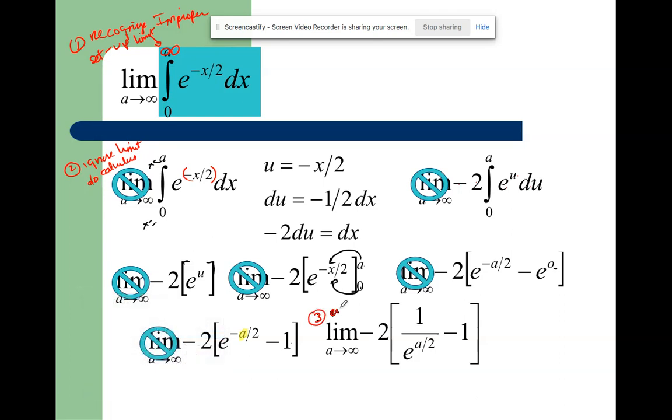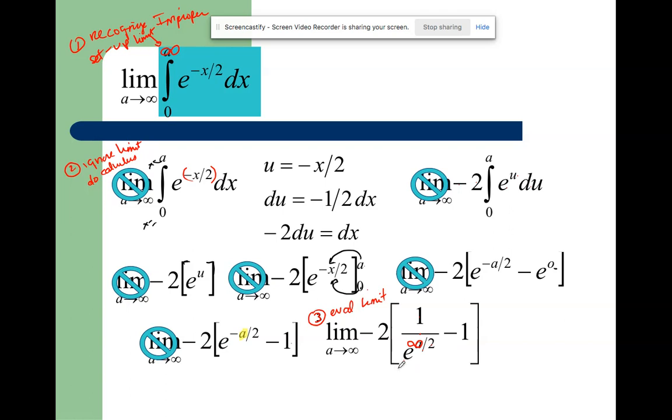Now I'm going to evaluate the limit. So here's what you have to think. What are you putting in for a? You're putting in infinity. What's infinity divided by 2? Still infinity. What's e to infinity? Infinity. What is 1 divided by really, really big numbers?